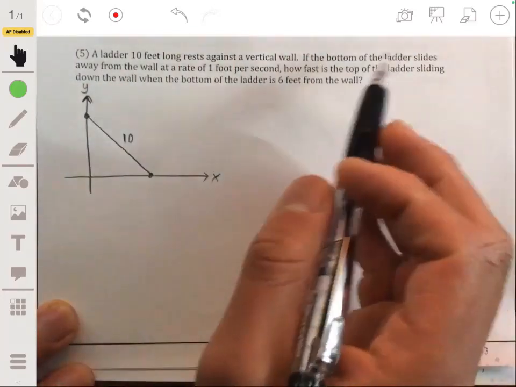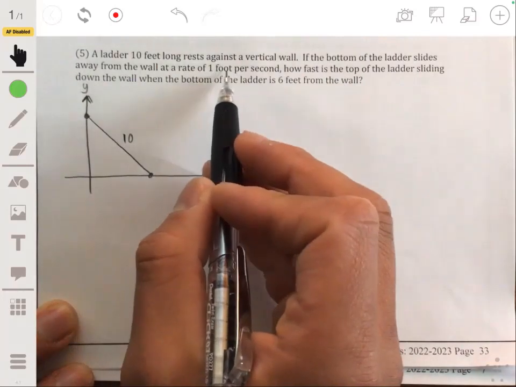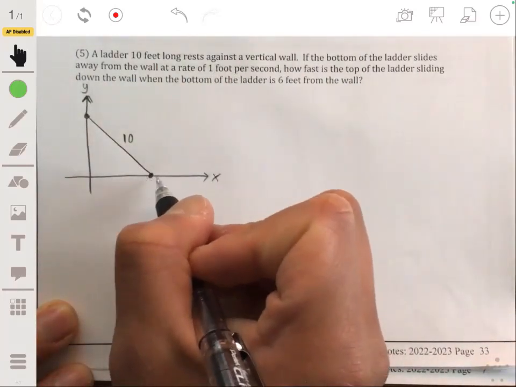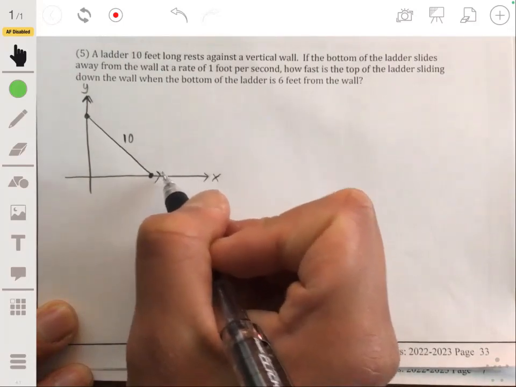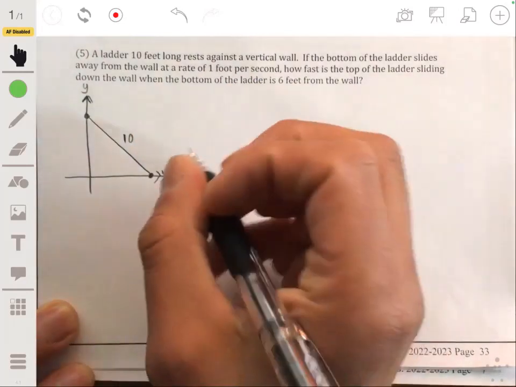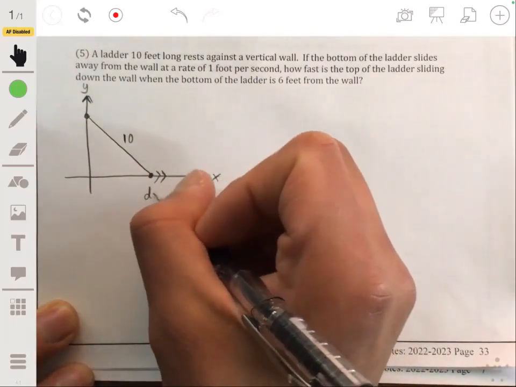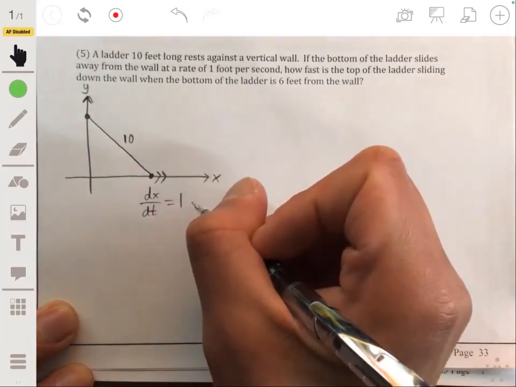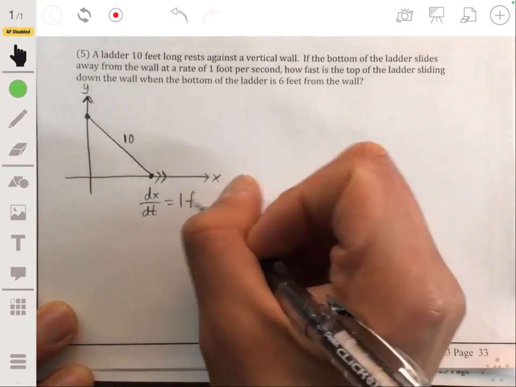And saying if the bottom of the ladder slides away from the wall at a rate of 1 foot per second, so then this is the bottom, this part is sliding away at a rate of 1 foot per second. So it's going to the right. And so we can say basically dx/dt is 1 foot per second.